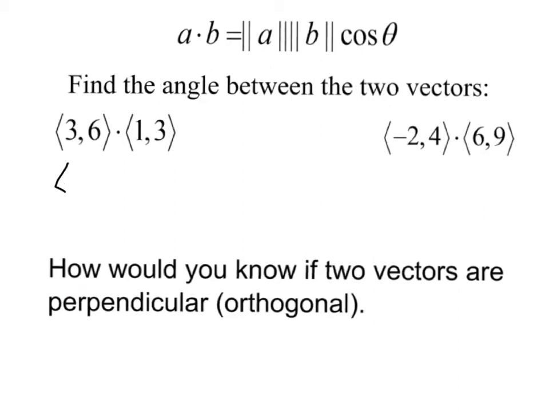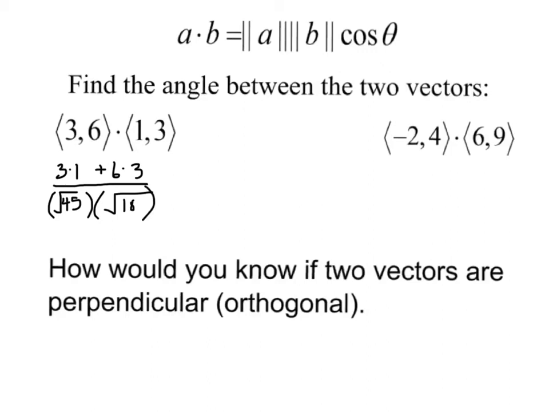I had 3 times 1, and I can do it again. 3 times 1 plus 6 times 3. And then if I want the angle, I would divide both sides by the magnitudes. Okay, so let's think now about the magnitude of the first vector. 3 squared plus 6 squared, so 9 plus 36 is 45. So of course the magnitude would be the square root of 45. This one, 1 squared plus 3 squared, so we'd have 10. Those would be the magnitudes.